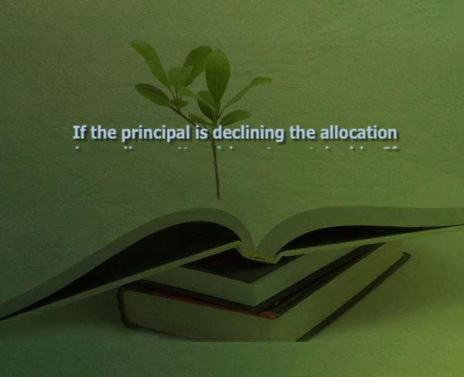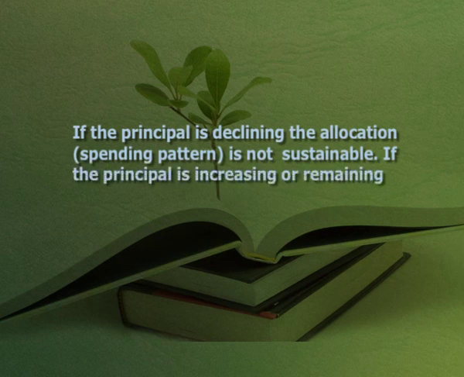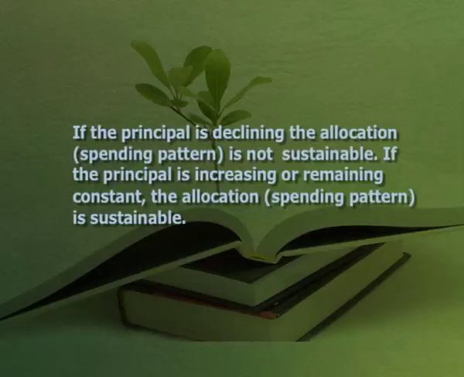In this respect, the Hartwick rule suggests that one way to tell whether an allocation or spending pattern is sustainable or not is to examine what is happening to the value of the principal over time. If the principal is declining, the allocation, that is the spending pattern, is not sustainable. If the principal is increasing or remaining constant, the allocation is sustainable. Let us see the application of this logic to the environment.